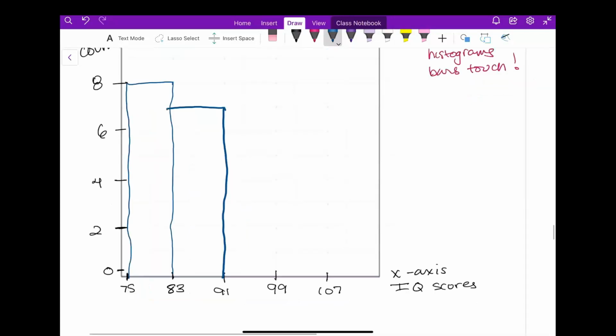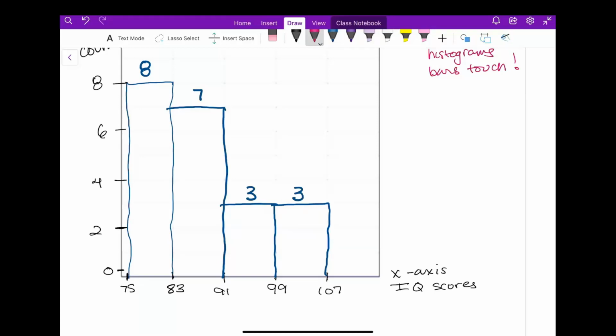The next bar should be from 91 to 98, and the frequency is 3. And the last bar is from 99 to 106, and the frequency is also 3. Like we did last time for our bar graph, let's go ahead and label our bars so that the reader can easily take a look.